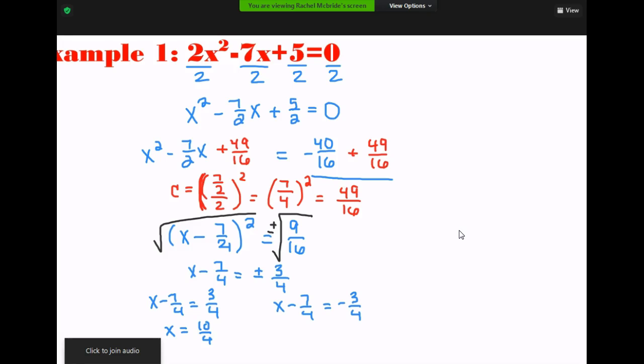Okay, so you have 10/4 on the left. Adding 7/4 over to the right gives you 4/4. And then that gives you x equals 1. You could reduce 10/4 also if you would like, or you can leave it as 10/4. So again, either or, both are fine.